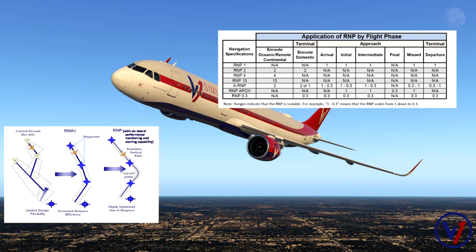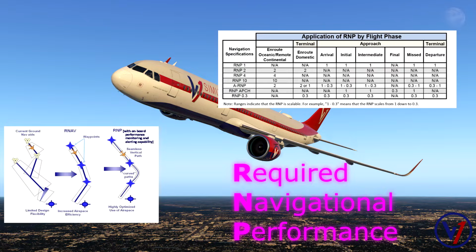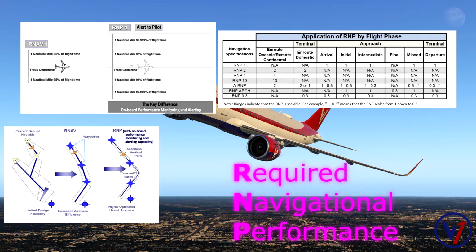Enter RNP navigation, short for Required Navigational Performance, which increased the efficiency even more in the airspace system. What RNP does is it is a self-alerting and monitoring system that is on board the aircraft and will alert the pilot when the aircraft begins to drift from its tolerances. The tolerances are significantly lower, meaning more accuracy, than a regular RNAV navigation.